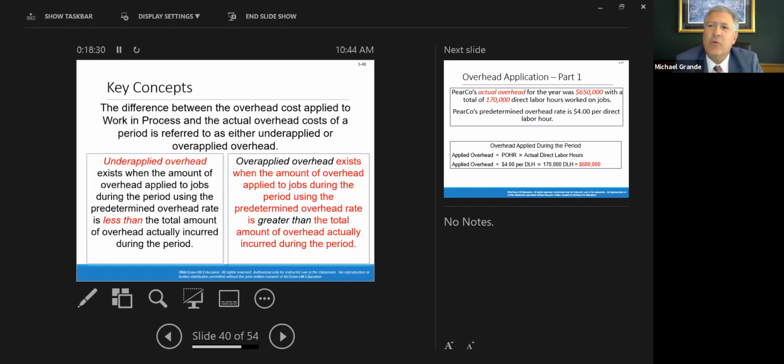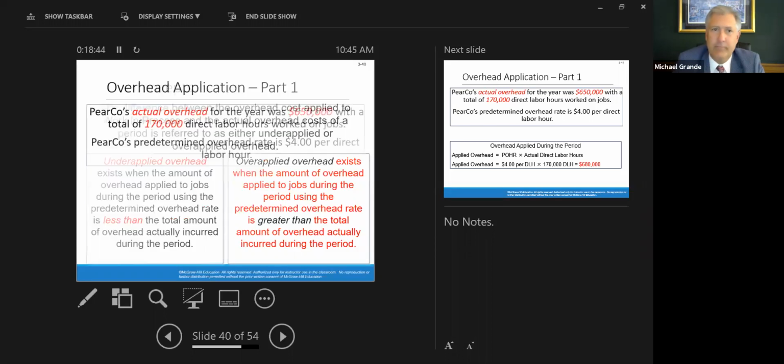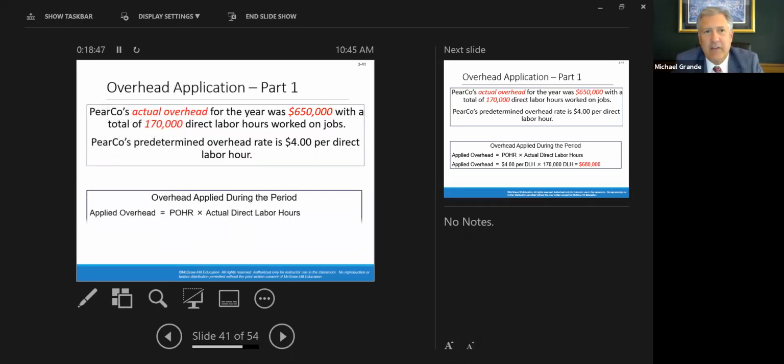There will also always be something left over in the manufacturing overhead account. It could be a net debit, which is underapplied, or it could be a net credit, which is overapplied. They put too much in there. So what are we supposed to do with it? So let's look at an example.